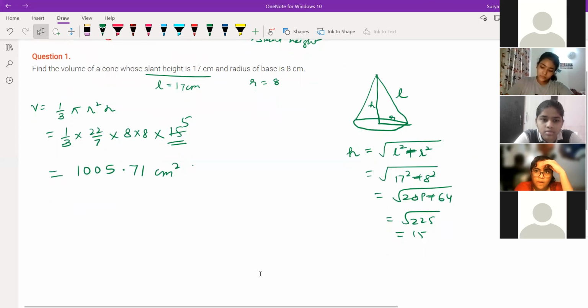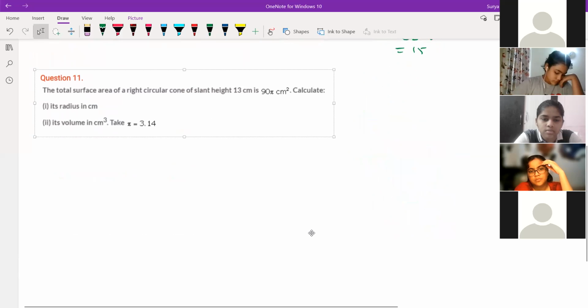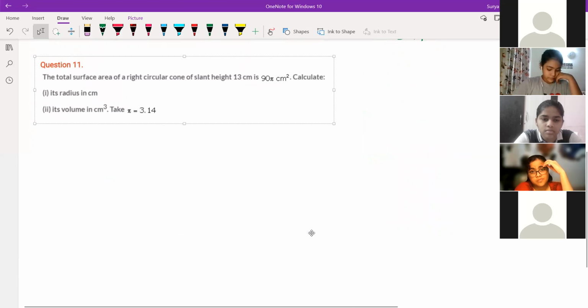Next one is question number 2. Or we'll do a bit higher. This has become a very low grade question. I'll just write here, question number 11 we will go directly. Question number 11. The total surface area of a right circular cone of slant height 13 is 90 pi centimeter square. Calculate the radius and volume.